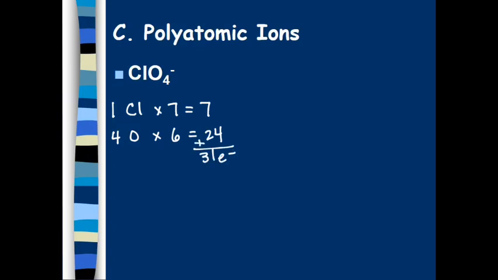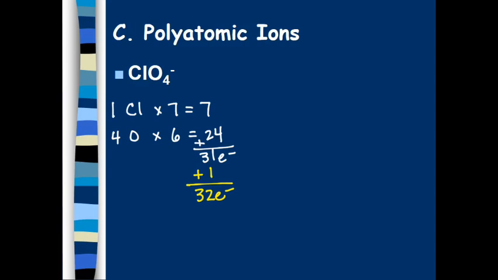Ooh, there's an odd number. That should be ringing some alarm bells. I have to go back and account for that negative charge that was given. And the rule was if it has a negative charge, that means it has an extra electron. So I'm going to add 1 more to my total for a total of 32 electrons.